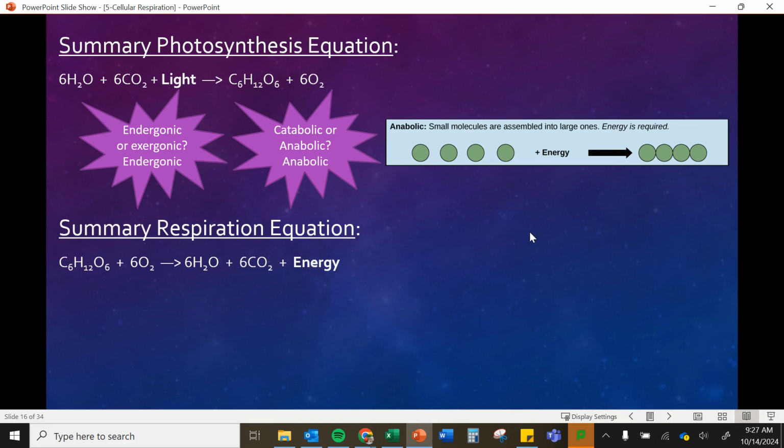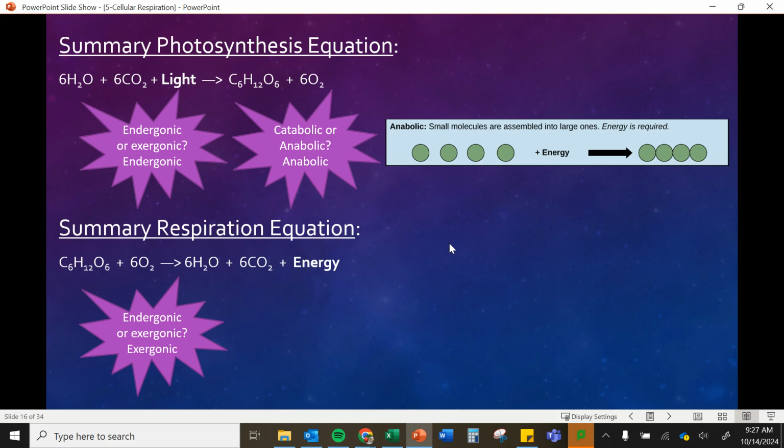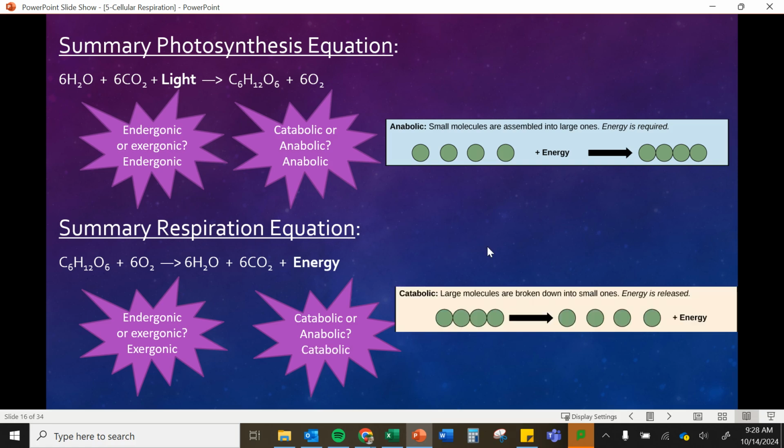Okay, because remember, anabolic is where we're creating something larger. Cellular respiration is the exact opposite of our equation. So this time it is actually exergonic because it's creating energy. Energy is exiting the equation. And it's taking a large molecule and breaking it down into many carbon dioxide molecules. So it is catabolic.